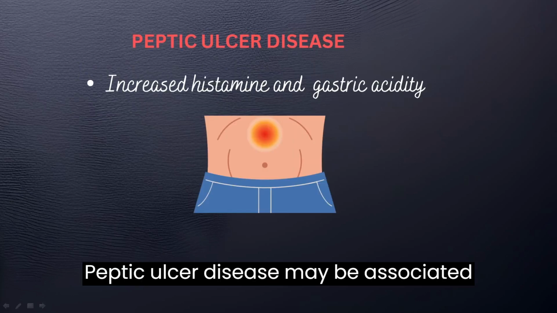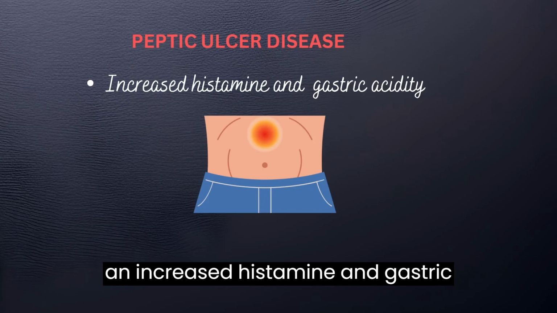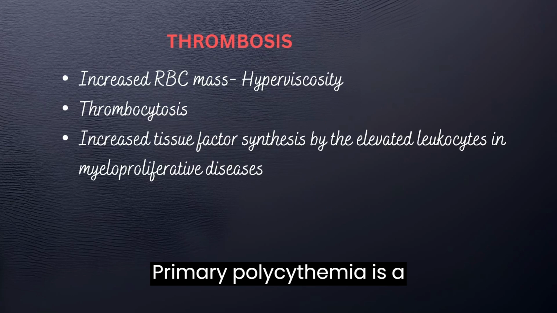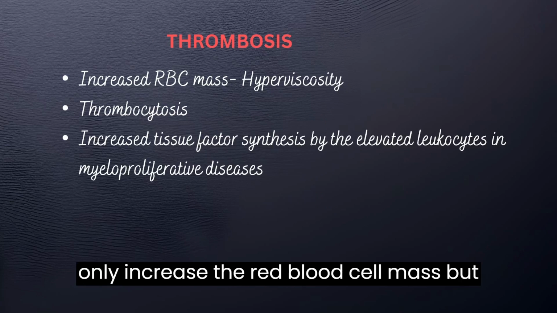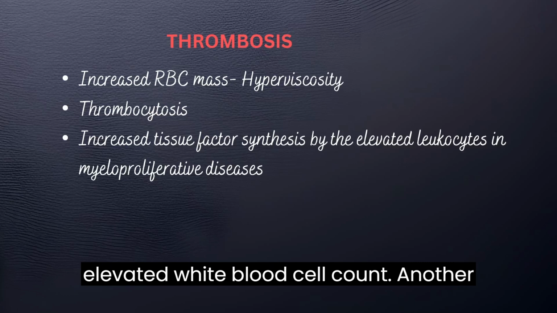Peptic ulcer disease may be associated with primary polycythemia as a result of an increased histamine and gastric acidity. Primary polycythemia is a myeloproliferative disorder that does not only increase the red blood cell mass but also causes thrombocytosis and an elevated white blood cell count.